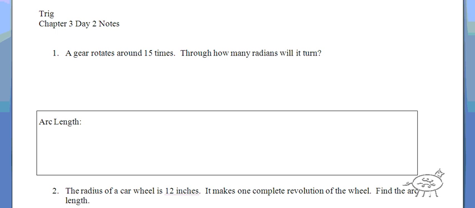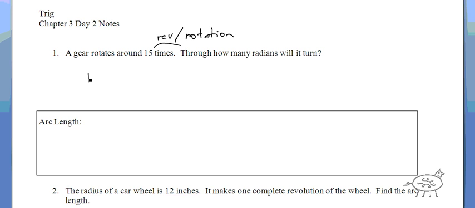A gear rotates around 15 times. And remember, this is just another way of saying, instead of 15 times, you can say 15 revolutions. Or another word is rotation. So keep that in mind when you see that. It says through how many radians will it turn?